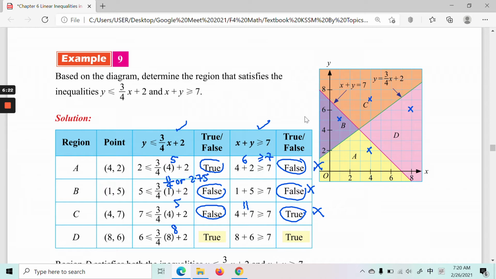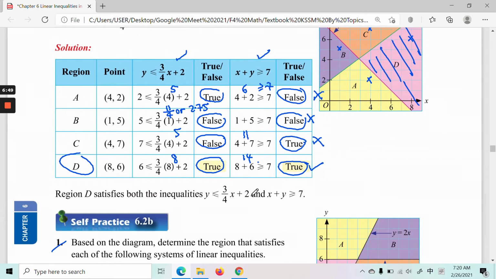So after substituting this one, you key in, getting 8. So 6 is less than or equal to 8, so this one is true. This one, 8 plus 6 because of x plus y, so this one is 8 plus 6, you have 14. So 14 greater than or equal to 7, so this is true. When both are true, meaning that this is the answer. So region D satisfies these two inequalities. So region D is the answer.